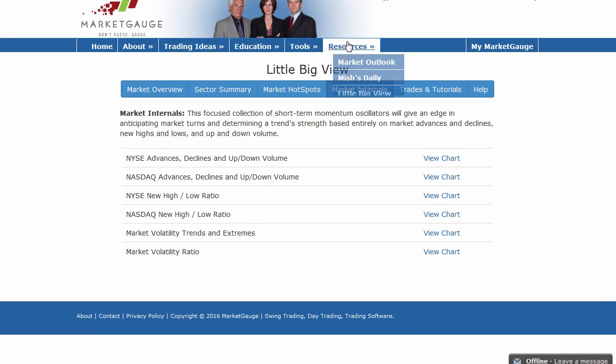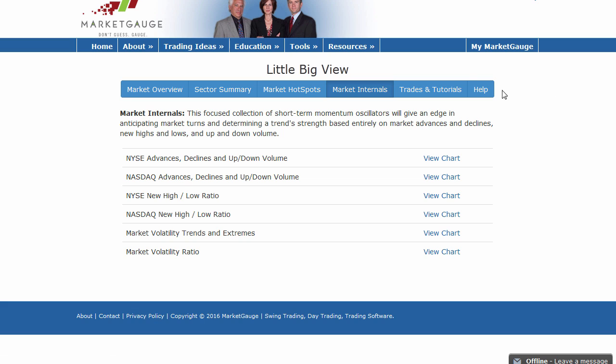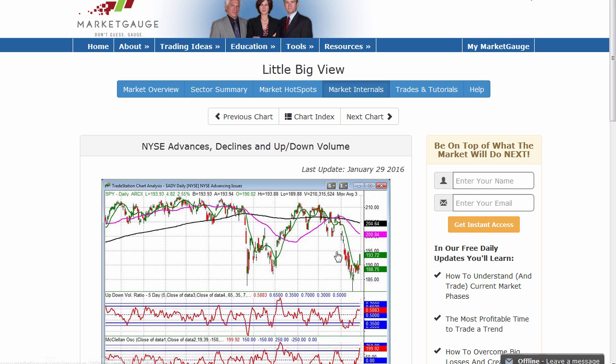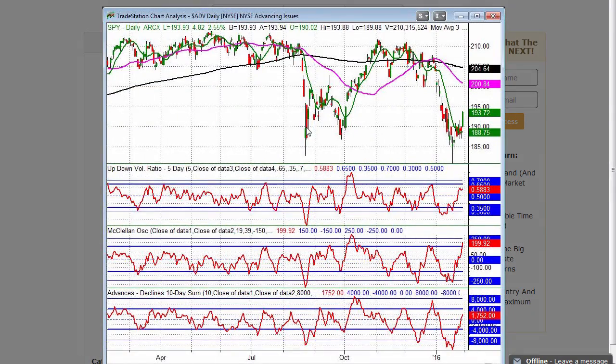So they're right here in the resources area, Little Big View. You go to Little Big View, you'll wind up on a page that probably would put you over here at market overview, and the charts I just went through are right here at market internals. If I click on here, you'll see the first chart that we looked at, the SPYs and the McClellan. If you click on the chart, it'll get bigger.